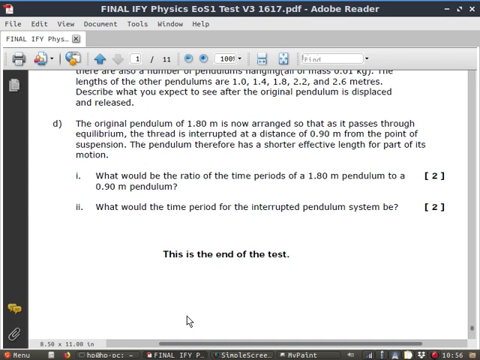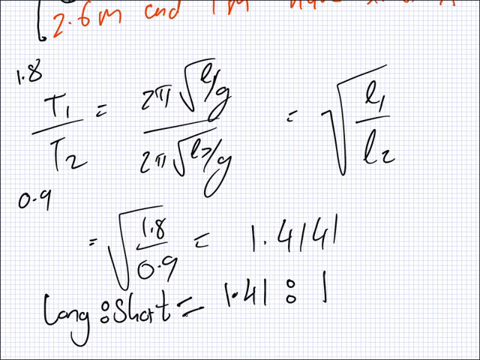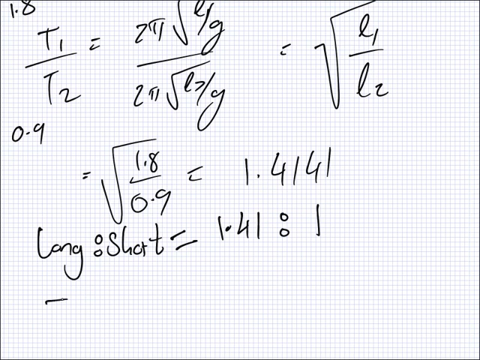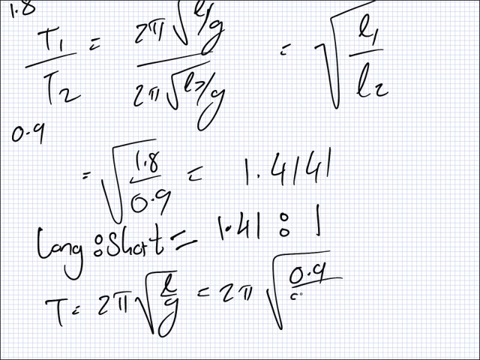And lastly, what would the time be for the 0.9? So the time would be 2 pi root L over G, 2 pi root 0.9 over 9.81. What's that? You have that, Gina? 2 pi 0.9. It's 1.90. 1.90? Yes.